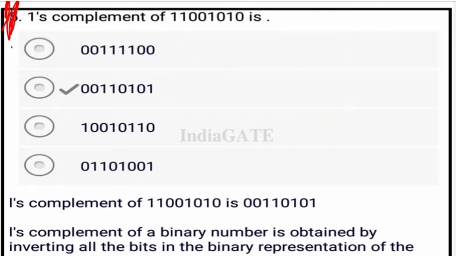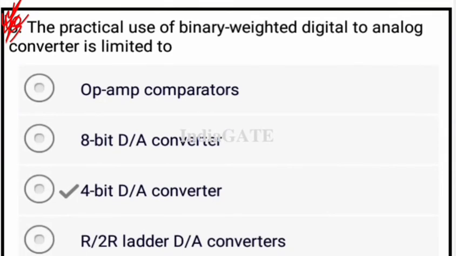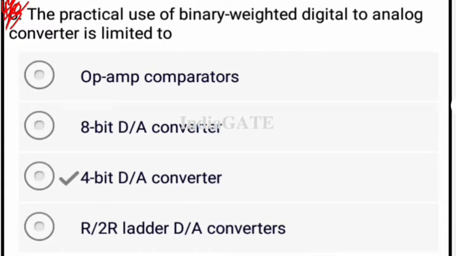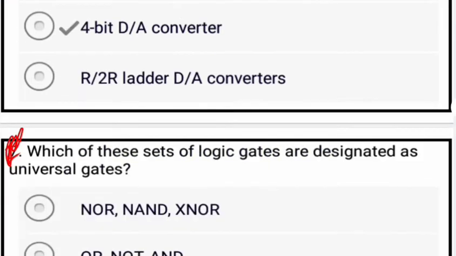So the next question is defined as: the practical use of a binary weighted digital to analog converter is limited to. So it is limited to a 4-bit digital to analog converter. Okay, it is most important and has a high probability of being asked in the EKT. Okay, the practical use of the binary weighted digital to analog converter is a 4-bit digital to analog converter. Okay, now come to the next question.